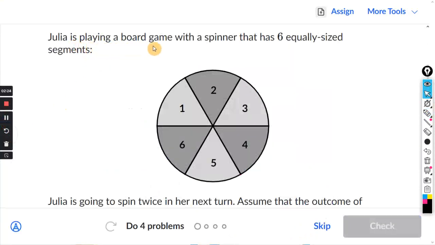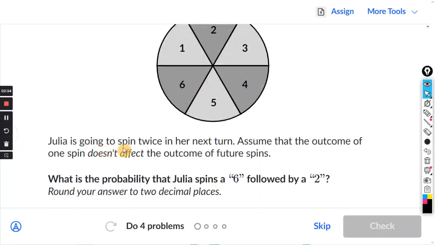Okay, Julia is playing a board game with a spinner that has 6 equal-sized segments. So here's the spinner, and she is going to spin twice on her next turn. Assume that the outcome of one spin doesn't affect the outcome of future spins. Okay, so these are clearly independent. What's the probability that Julia spins a 6 followed by a 2?